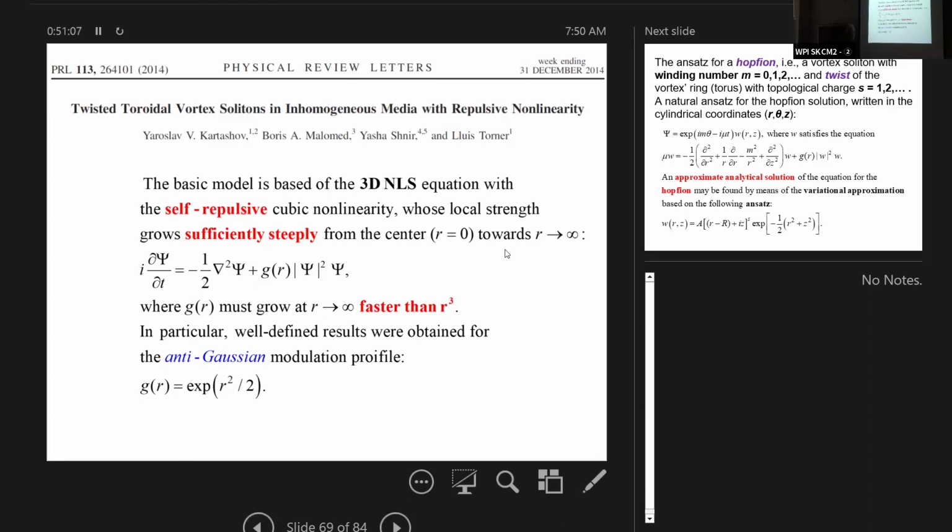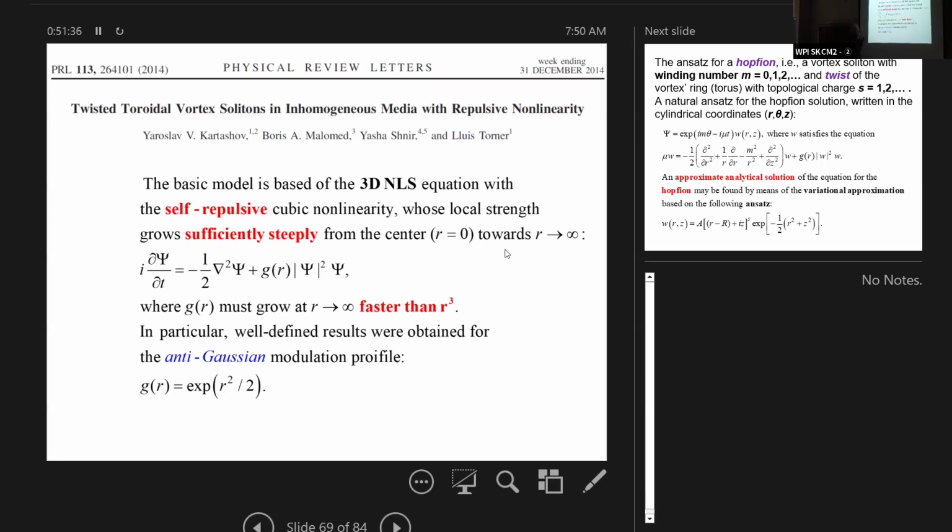Actually, there is a very simple analytical prediction. This coefficient, in the three-dimensional case, this g should grow faster than r to the power 3. Why? Because the idea is to predict a soliton in the case of the purely repulsive nonlinearity. How can we do it? How can the object be made self-trapped in spite of the fact that the nonlinearity is completely self-repulsive?